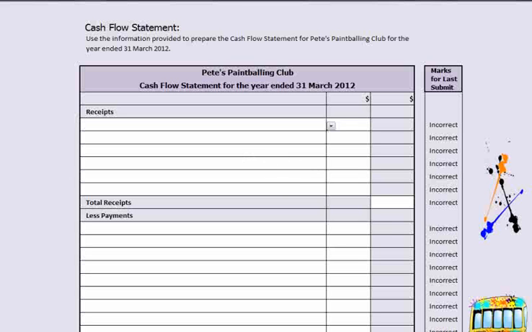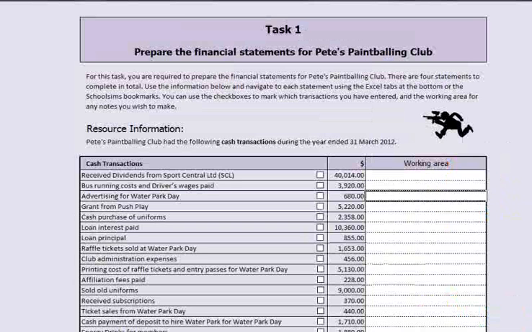For this page, you may find it helpful to sort through the cash transactions on the Task 1 page first and distinguish them as receipts or payments. By entering receipt or payment into the note space adjacent to the cash transaction on the Task 1 page, you can quickly scan through and complete the statement.